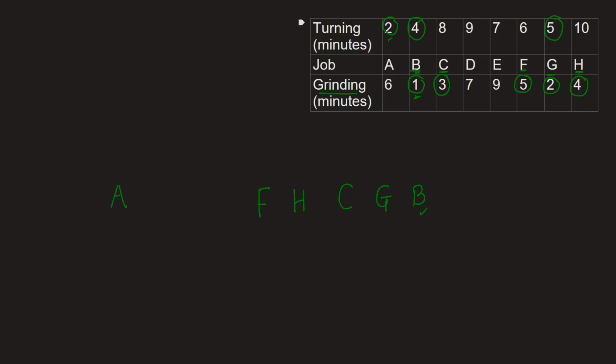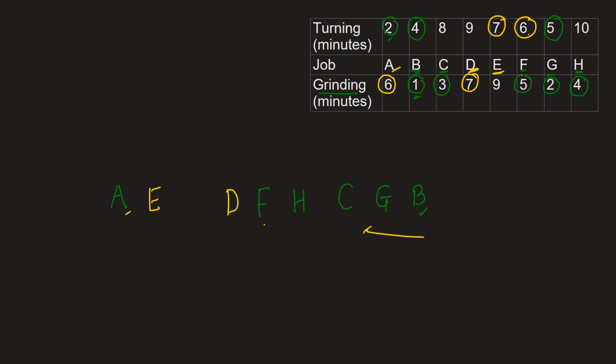Then we have 6 minutes. I'll just use a different color. So 6 minutes, F turning, it's already allotted. We go to the next one. 6 minutes grinding, A, already allotted. So we go to the next, which is 7 minutes. 7 minutes for turning is for E, and therefore job E will be here, while for grinding 7 minutes is for job D. So D is going to come this way.